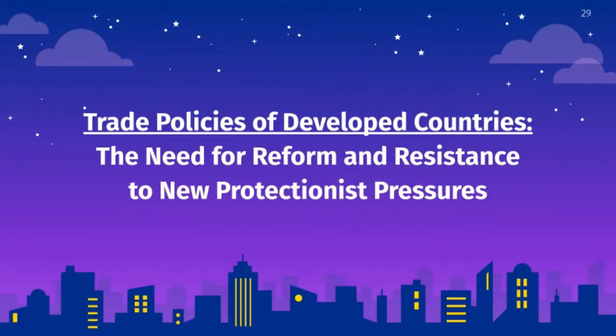The next topic is about trade policies of developed countries, the need for reform, and resistance to new protectionist pressures. The Uruguay Round was the last of 8 completed rounds of the GATT. Discussion for the round began in Montevideo, Uruguay in 1986 and it was hoped that the round would be completed by 1990. However, impasses were frequent and the round was not finalized until 1994.